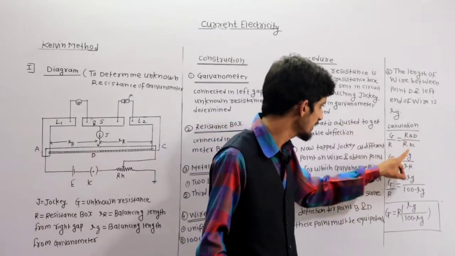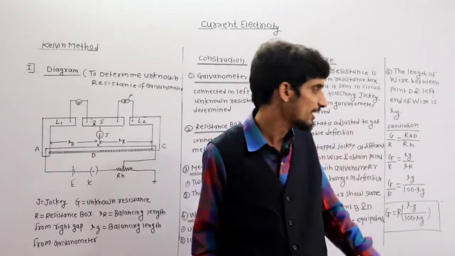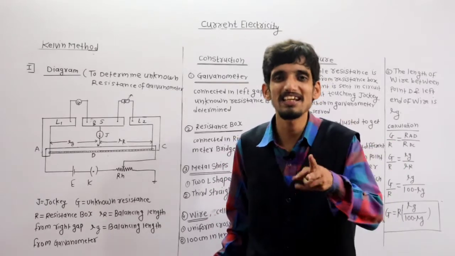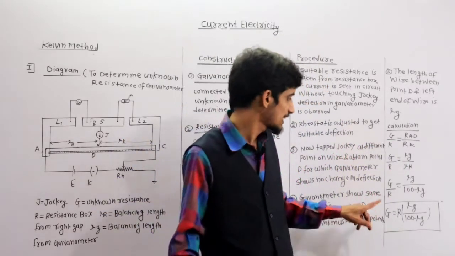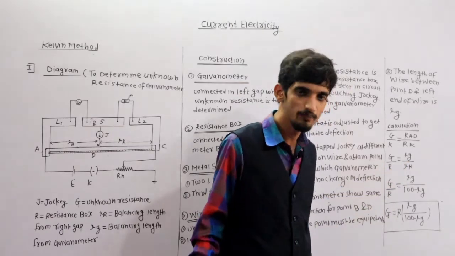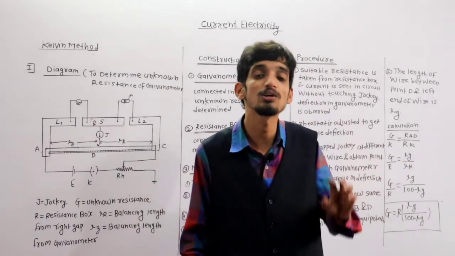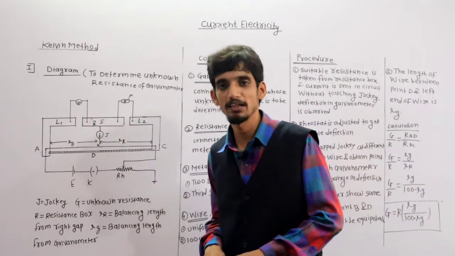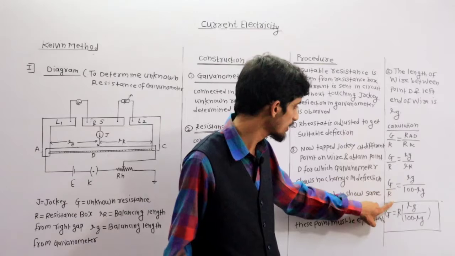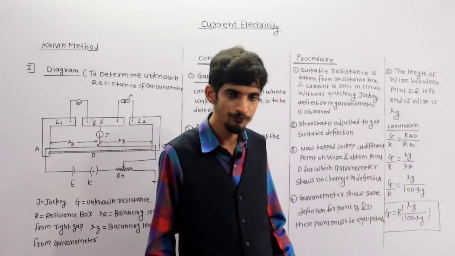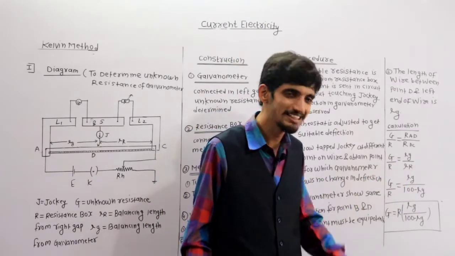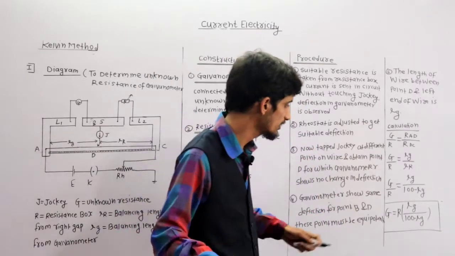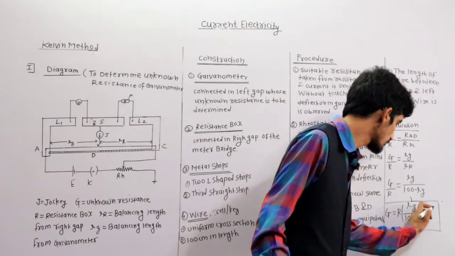Now RAD means rho Lg by A, and RDC means rho LR by A, where LR is the distance from the right hand end. That's why G by R is equal to Lg by LR. But LR is 100 minus Lg, because Lg plus LR is the total 100 centimeter wire. That's why finally we get G by R is Lg upon 100 minus Lg. So G is equal to R into Lg upon 100 minus Lg. This is the important formula that you have to remember.